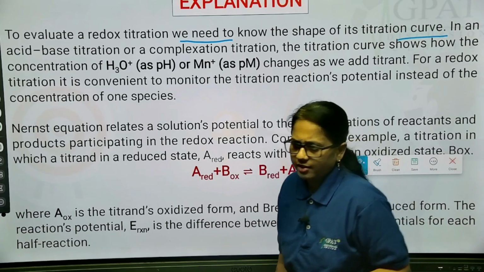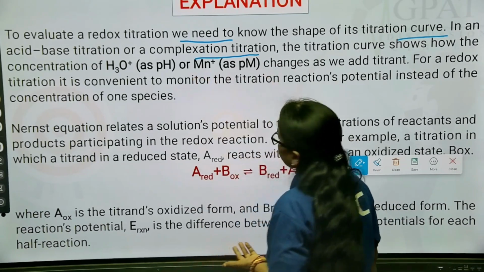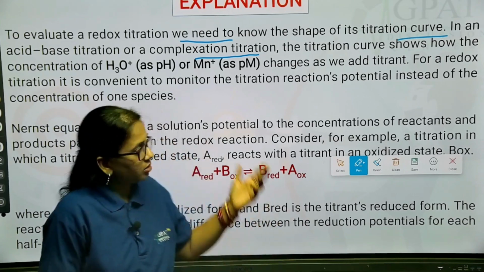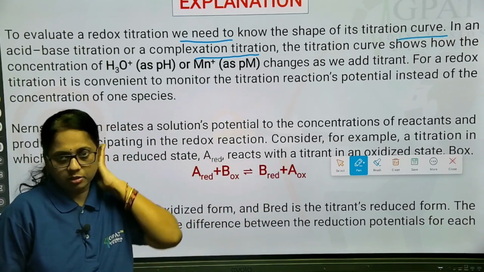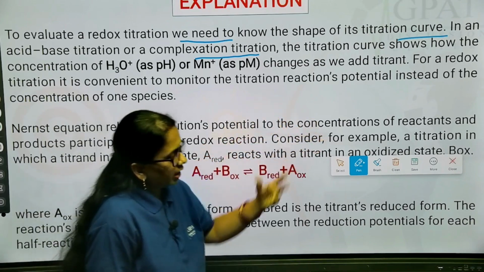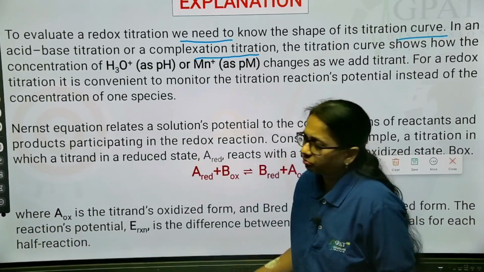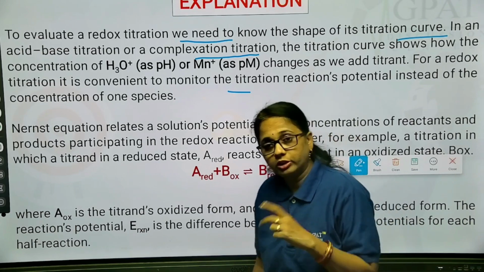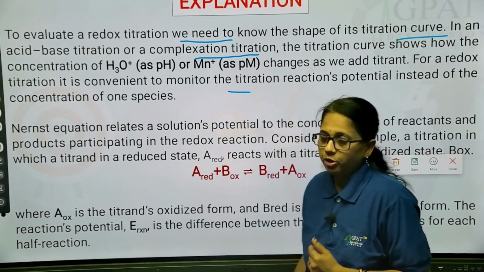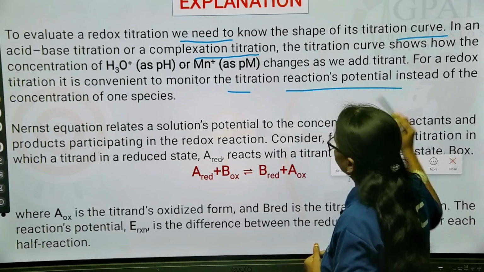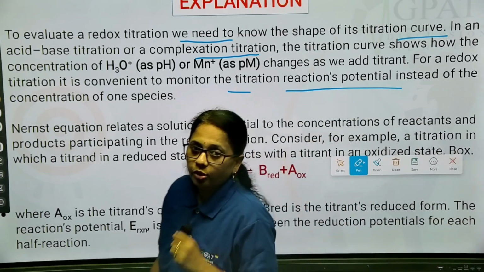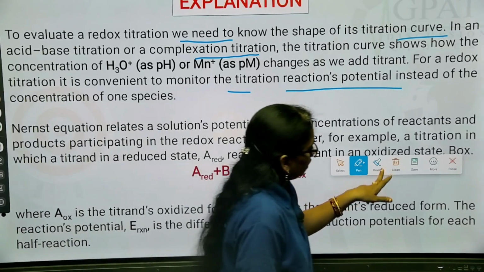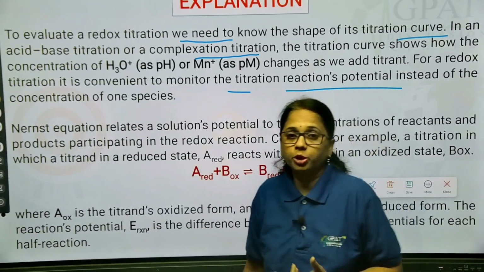Normally, in acid base titrations or complexometric titrations, the titration curve shows how the concentration of the hydronium ions or of indicators changes, okay, so like that you will come to know. But for any type of redox reaction, both reduction as well as oxidation are going to happen. So it is convenient to monitor the titration reaction potential instead of the concentration of one of the species. Okay, we should know which ions are going to be reduced and which ions are going to be oxidized.